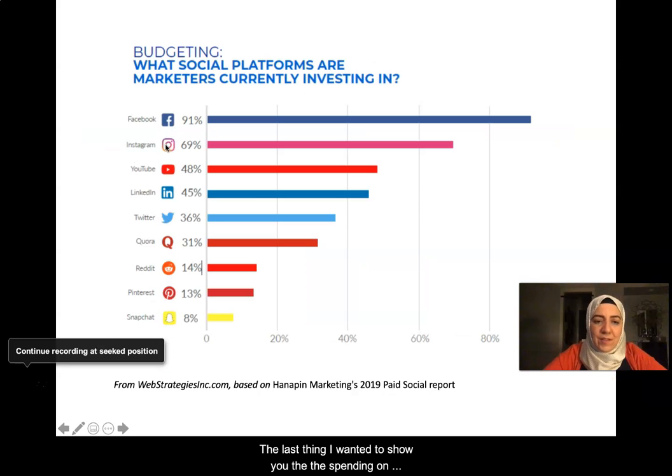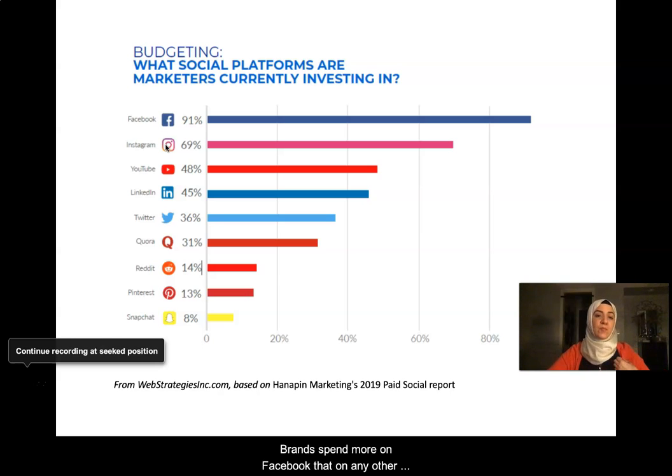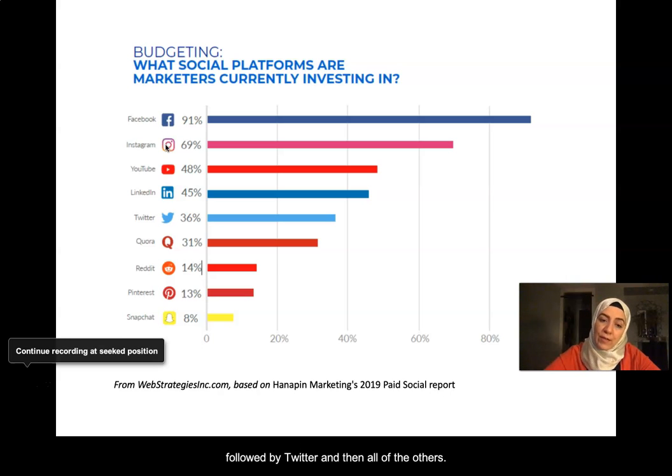Okay, the last thing I wanted to show you is the spending on the different social media platforms. So Facebook is still number one. Brands spend more on Facebook than on any other social media platforms. Instagram is number two, but it's not even close to Facebook. And then YouTube and LinkedIn come next. They're kind of neck and neck, followed by Twitter, and then all of the others.